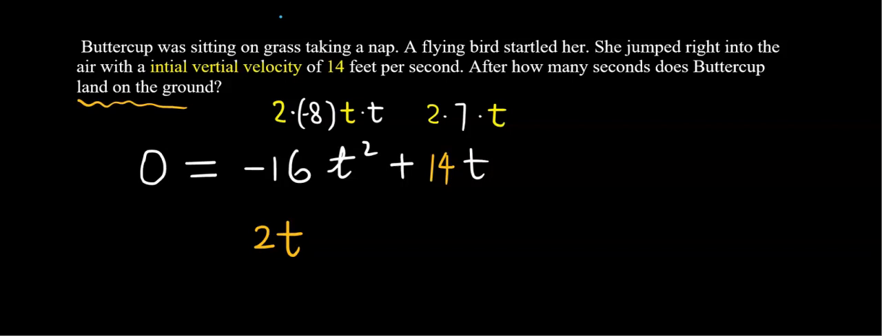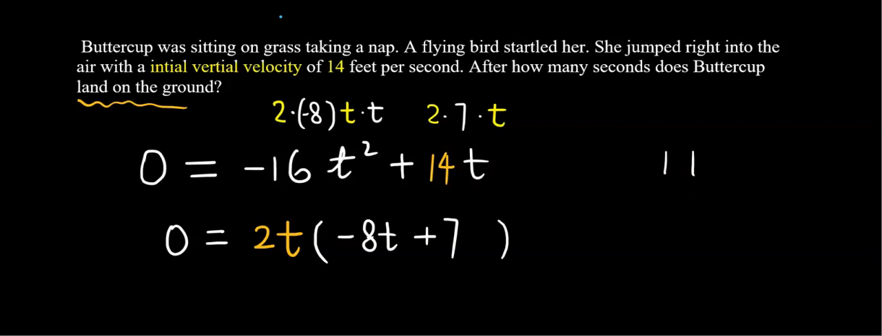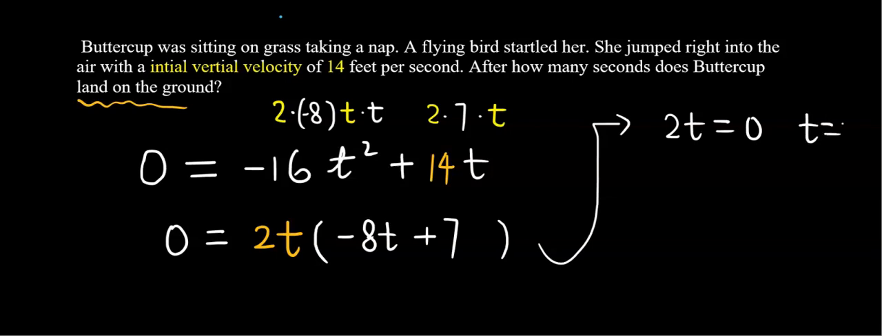After factoring out 2t, remember that's negative 8, okay? So we have open, close parentheses. We have negative 8t. And let's look at 14t. 14t factor out 2t, 14 divided by 2, we have 7. Don't forget, this equation equals 0, so we will be able to solve it by using our, good, did you say or did you think it's zero product property? I'm going to write down here. So we have 2t equals 0. t is 0. Remember, we're looking for time. And then we also have negative 8t plus 7 is 0.